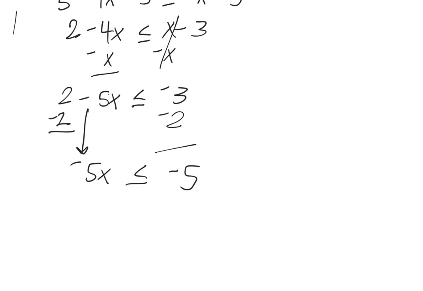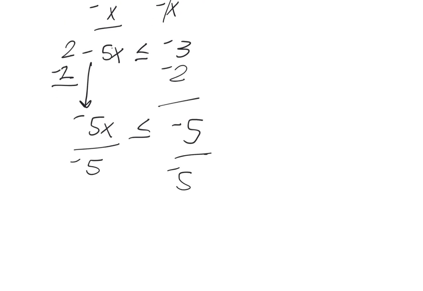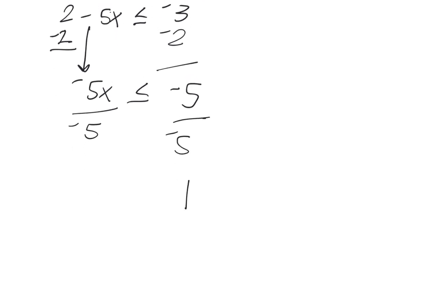So we need x. Right now we have negative 5x. I don't want that. So you divide by that, because that's what you don't want. So you divide by that negative. Negative 5 divided by negative 5 is 1, and negative 5x divided by negative 5 is x. But when you divide by a negative, you have to flip that symbol. So the answer is x is greater than or equal to 1.